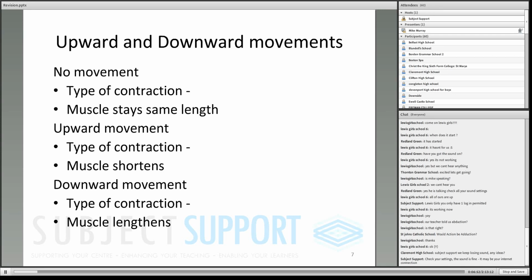So if there's no movement, what type of contraction is it? You should be thinking now it's an isometric contraction. Isometric means no movement. And an upward movement, that's a normal movement. Normal movements are called concentric contractions because the muscle normally shortens.